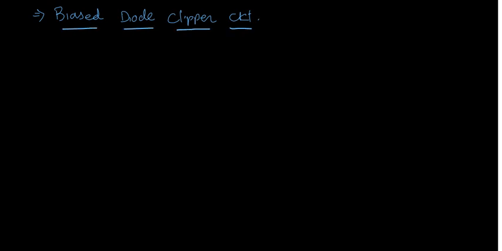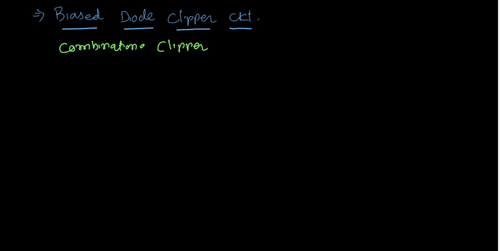Hello friends, in this theory we are going to check for the bias diode clipper circuit. Here I can say this bias diode clipper is also known as a combinational clipper, or combination clipper.